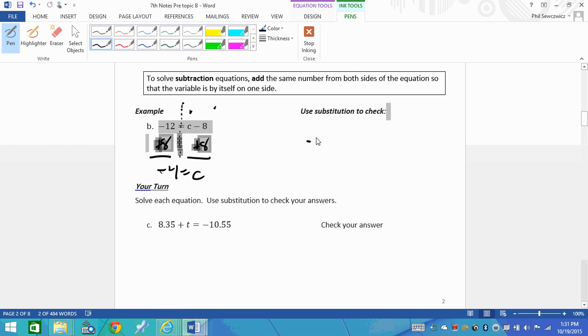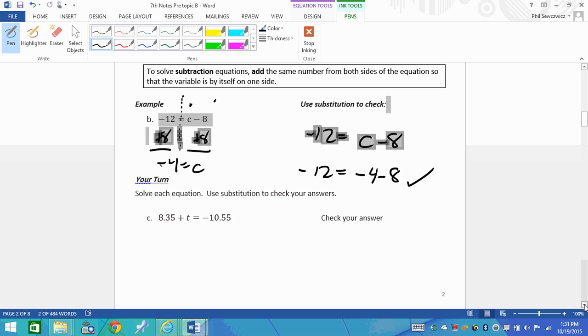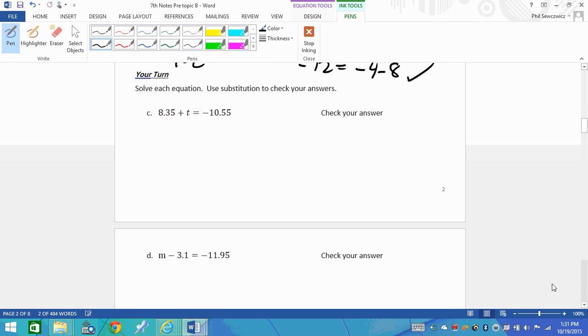Here we had negative 12 equals C minus 8. And so we're going to plug in negative 4. So negative 12 equals negative 4 minus 8. Does negative 4 minus 8 equal negative 12? Yes, that is a true statement. This is the wonderful thing about solving equations: as long as we check, we know whether we got the correct answer or not. So this is a perfect problem as to why we don't just rely on mental math. It's a little too much.